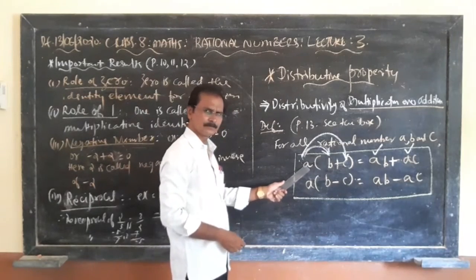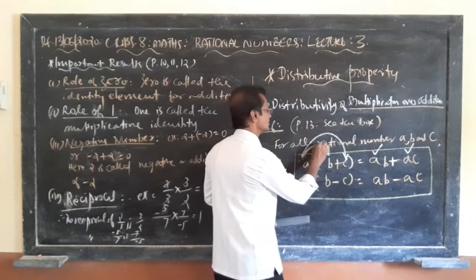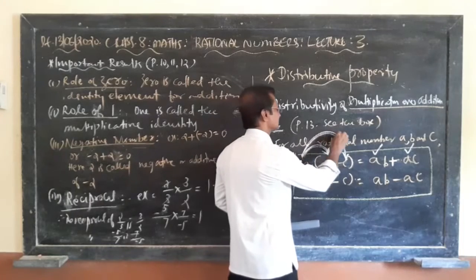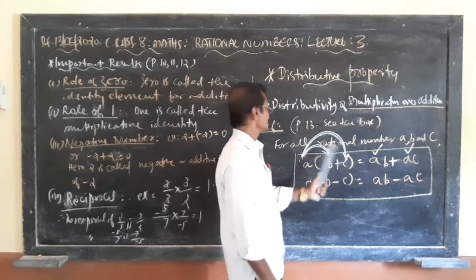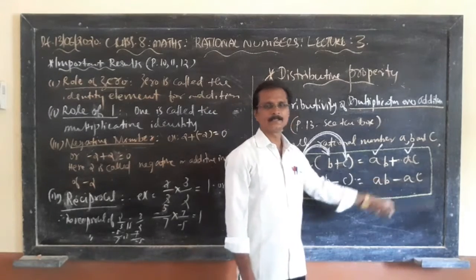Very simple. Look at here. Look at the arrow mark. First A will go to B, and second A will move towards C. So that means A into B plus C equal to AB plus AC.